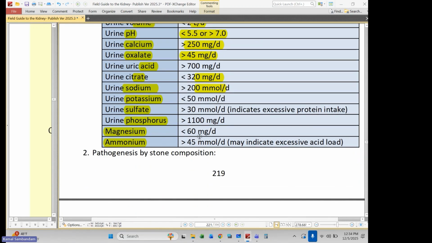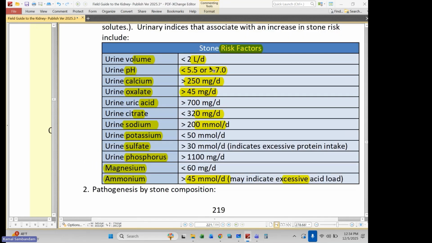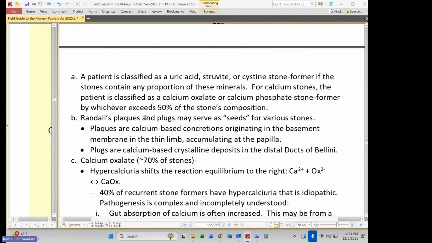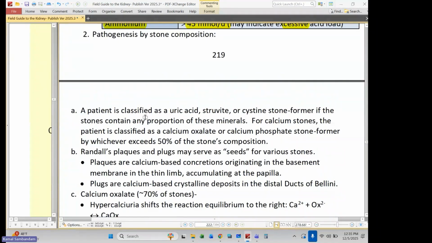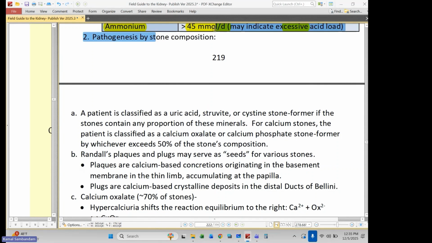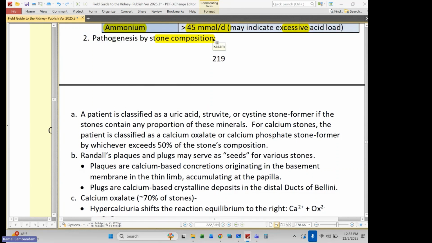Urinary ammonium excretion rate tells you something about how much acid is in the diet. That can, for instance, inform why this patient's urinary citrate is low. Okay, we'll talk about that in another layer of this conversation. Okay, so let's go through, again, pathogenesis by the stone type.